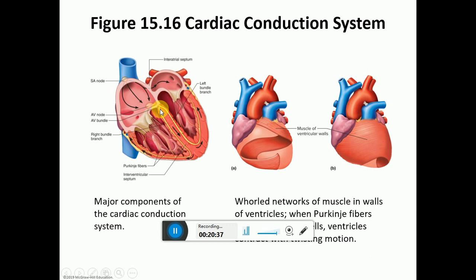Okay. And then that AV bundle, or the bundle of His, is going to divide into a right branch and a left branch. You can see that each branch is going to conduct the electricity to its corresponding ventricle. And then you can see these little branches kind of going into these muscles known as the papillary muscles, and those are your Purkinje fibers. The cardiac muscles are organized very uniquely, kind of like in this swirling appearance, so that when it contracts, it literally squeezes and pumps the blood out of the heart.